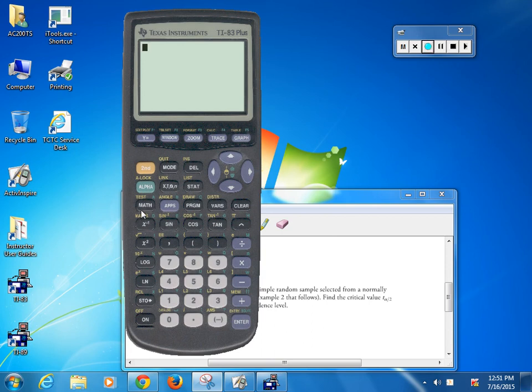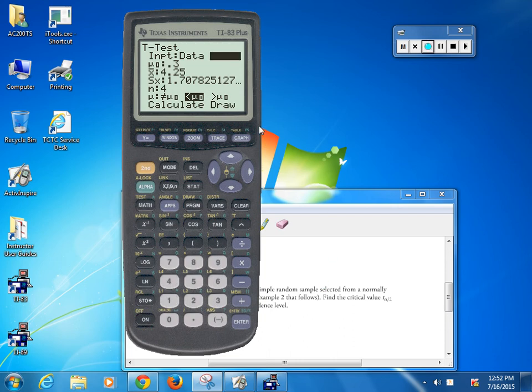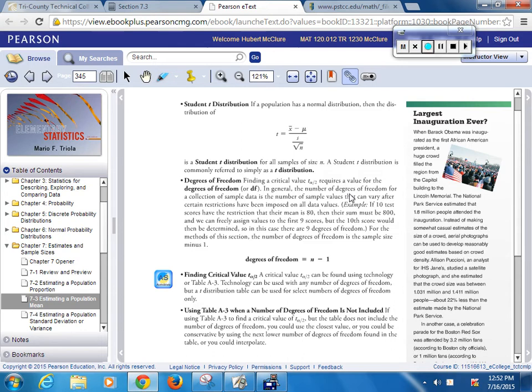So math, probability. No, it might be under stat, test, t-test. Maybe the t-test, I don't know. No, that's doing it for, I'll have to look it up. I haven't used it in a while. So second, let me try second bars. No, I'll have to look it up. I'm not familiar with how to use a calculator with the t-test. So we'll just go from there.